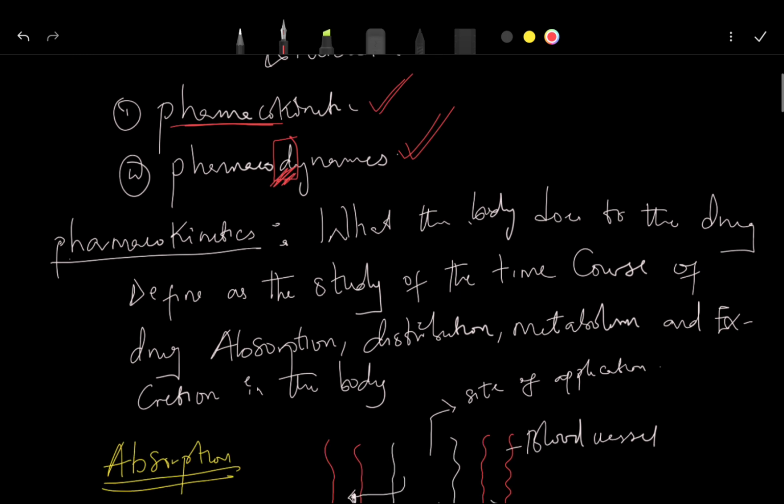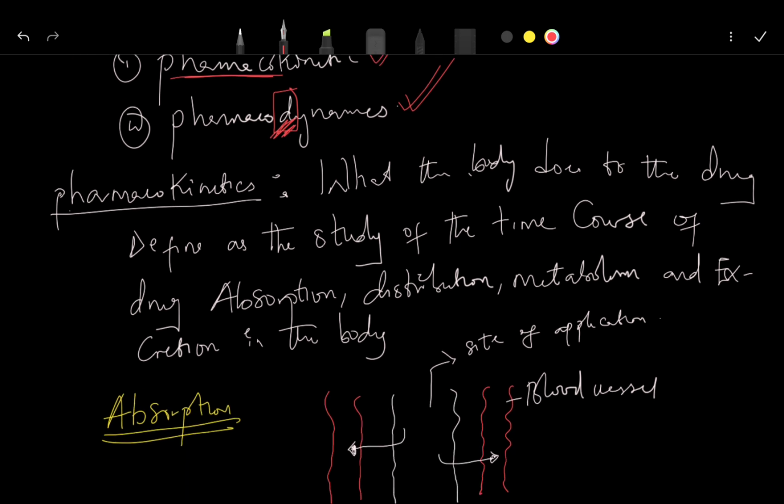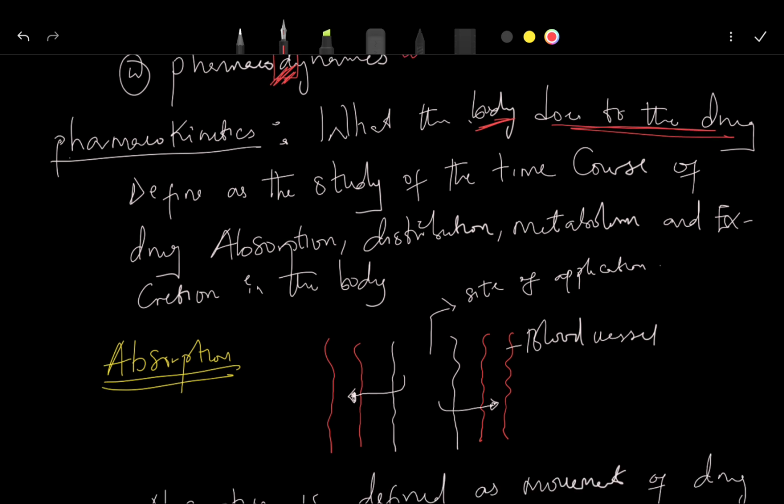Now let's start with the first one, pharmacokinetics. Like I said before, this is what the body does to the drug. However, there's a definition for it. It is defined as the study of the time course of drug absorption, distribution, metabolism, and excretion in the body.